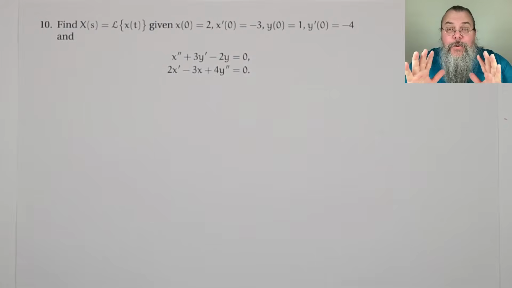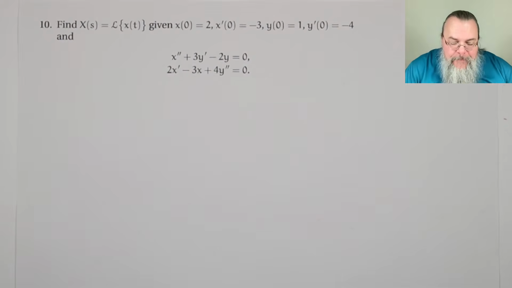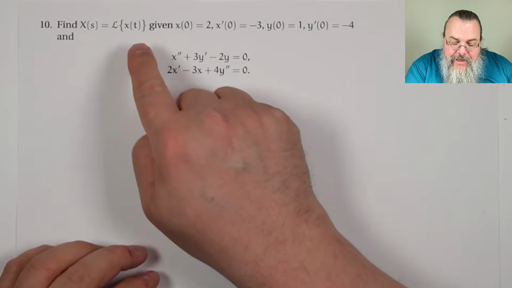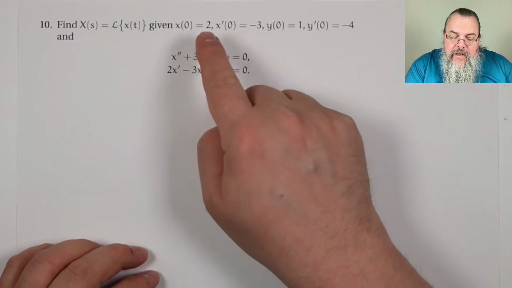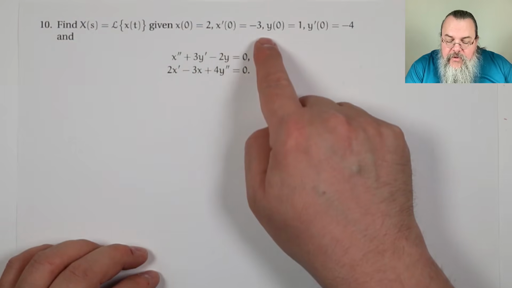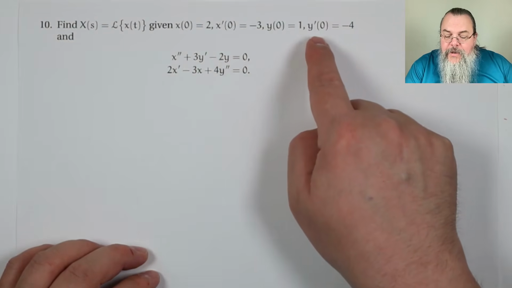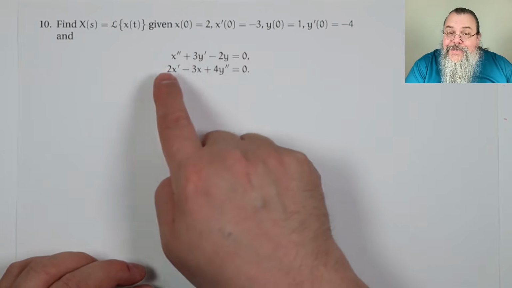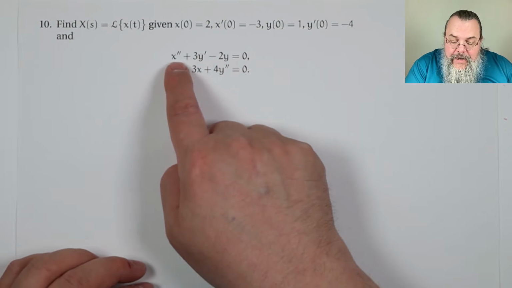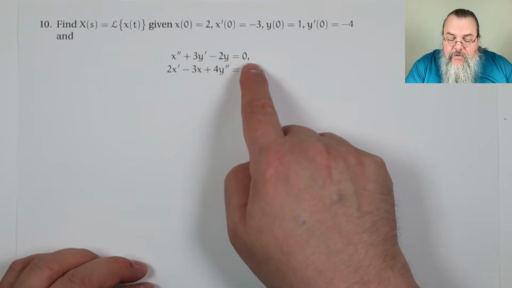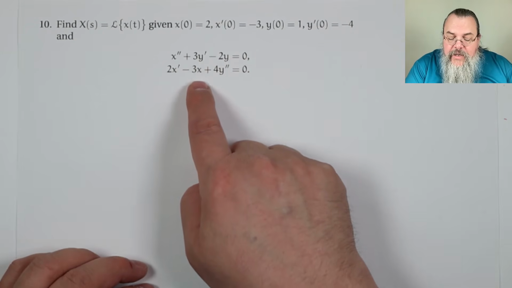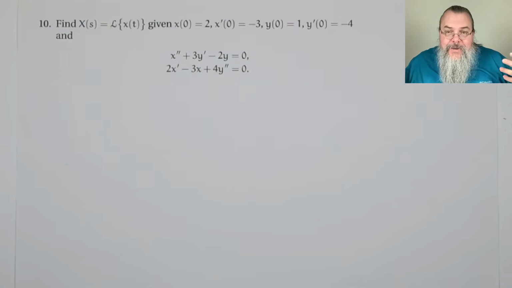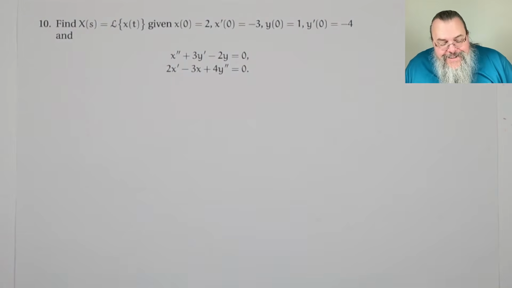Number 10. Woohoo! Number 10. We're asked to find capital X of s, the Laplace of x of t. We're given x of 0 is 2, x prime of 0 is negative 3, y of 0 is 1, y prime of 0 is negative 4, and we have a system. We have x double prime plus 3y prime minus 2y equals 0, 2x prime minus 3x plus 4y double prime equals 0. So here we say, oh, what's going on?